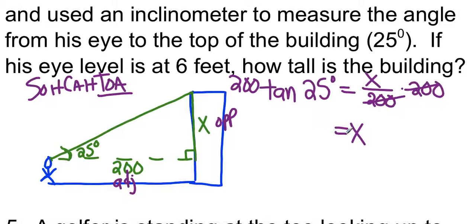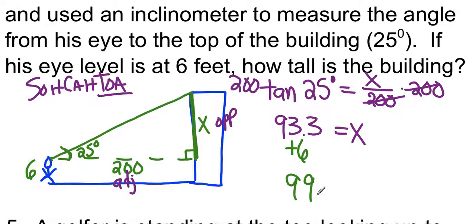So anyway, we put 200 tangent 25 into the calculator, and we get 93.3. And this is almost our answer. Okay, remember, we're trying to figure out how tall the building is, but this only measured x. Remember, Joel is also 6 feet tall. So we need to add 6 feet because his eye level was at 6 feet. So when we add that 6 feet to this, the building is 99.3 feet tall.